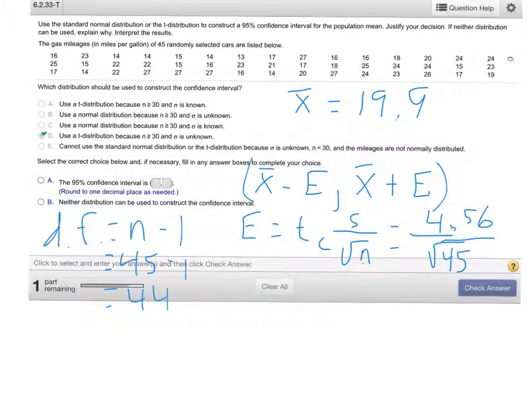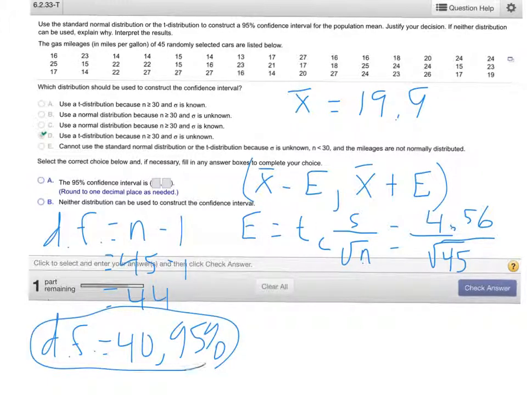So you'd look in your table at degrees of freedom. You'd have to pick out 40, and then the 95% confidence interval. And I guess we can get t sub c. I looked it up in the table, and I came up with 2.021. And you need to take s, and that's that value there.